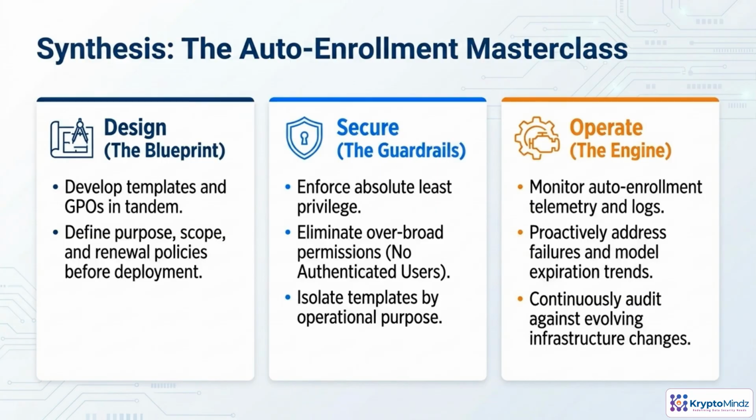For auto-enrollment to be reliable, treat it as an engineered service. First, design deliberately. Pair templates with GPOs and define scope and renewal rules up front. Next, secure it with strict least privilege and tightly scoped templates. Finally, operate it continuously. Monitor telemetry, fix failures early, and audit regularly as your environment evolves.